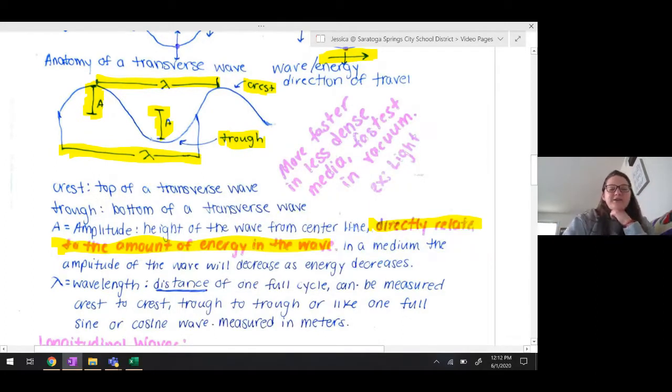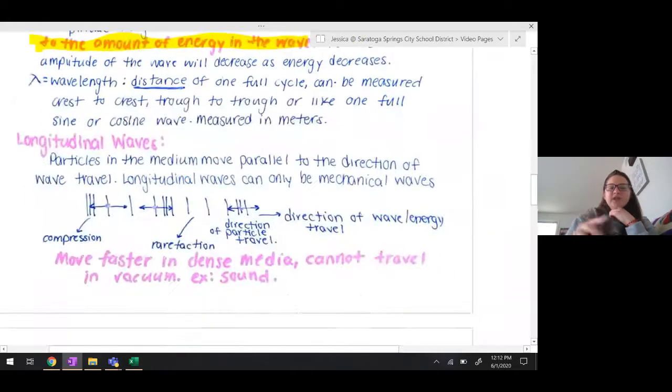All right, so now let's talk about longitudinal waves. In longitudinal waves, the particles in the medium move parallel to the direction of motion. So all the L's in parallel go with longitudinal. That's how I remember it. Longitudinal waves rely on collisions from one particle to the next. We need to have particles, which means we need to have a medium to travel through.